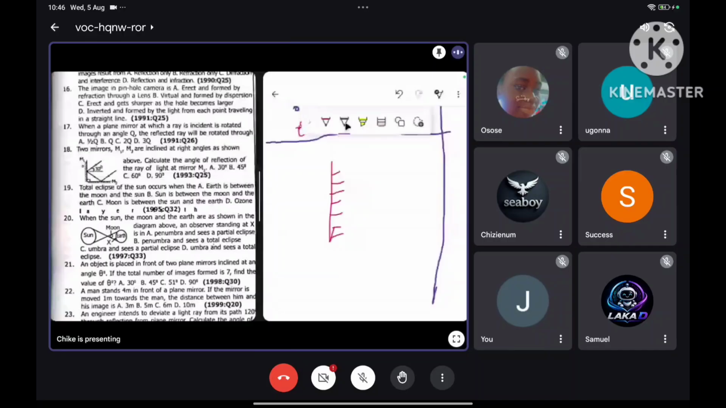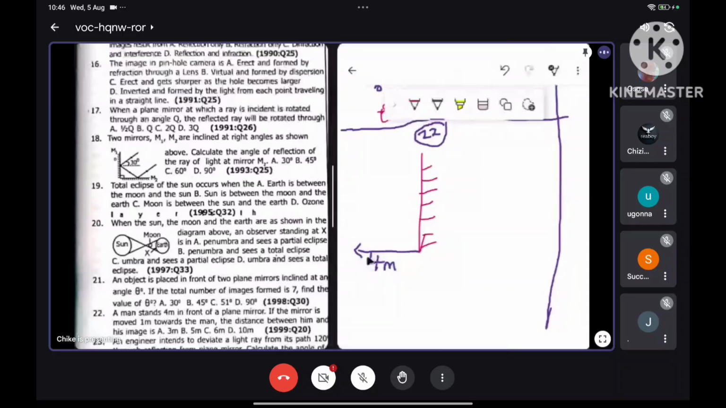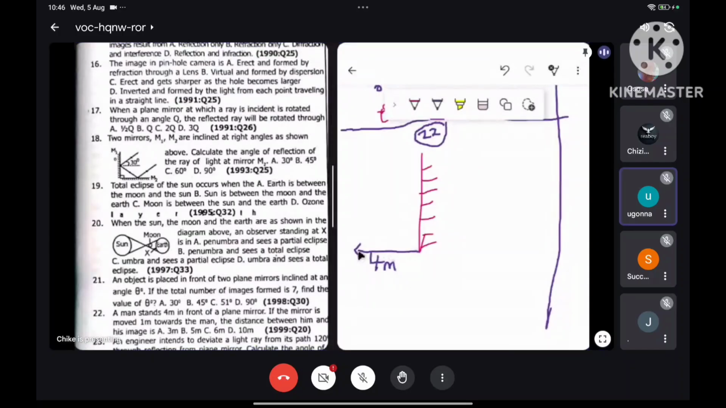Now there's a man standing 4 meters in front of it. So this is the man standing 4 meters in front of it. So let's draw. The distance between the man and the mirror is 4 meters. Then I'm solving 22, in case you might ask what question this is. Please, is everybody clear? Because this question is different, I need everybody to be on the same page with me. Are we together? Yes, sir.